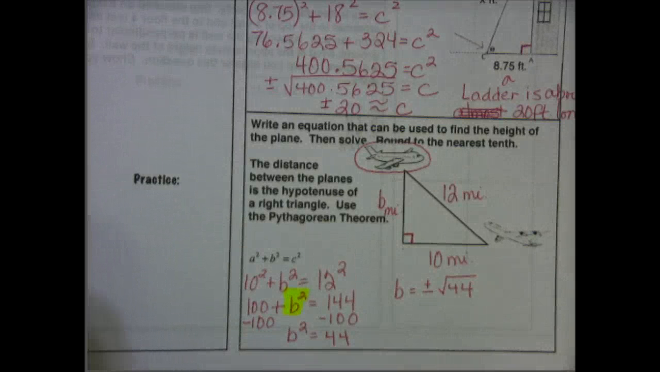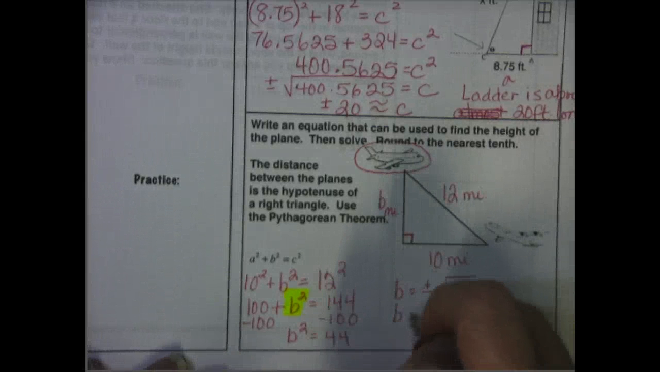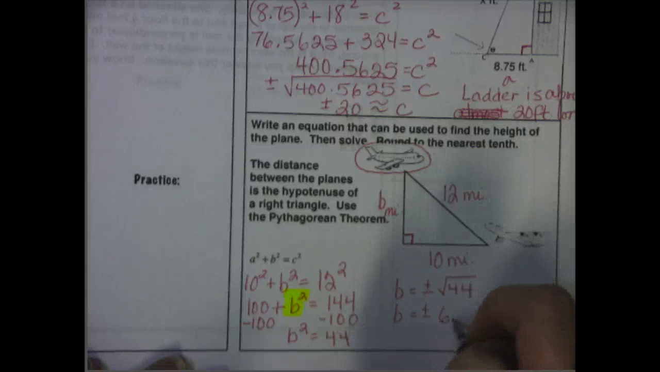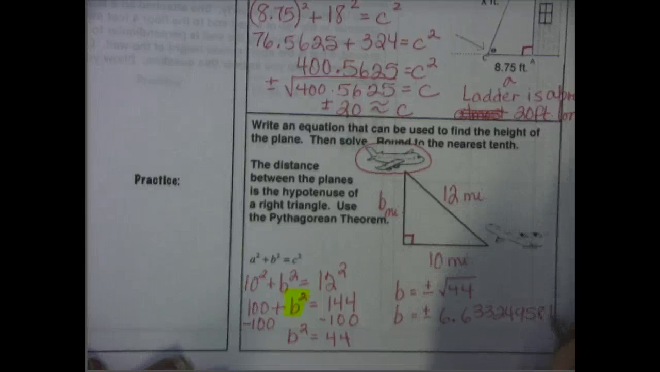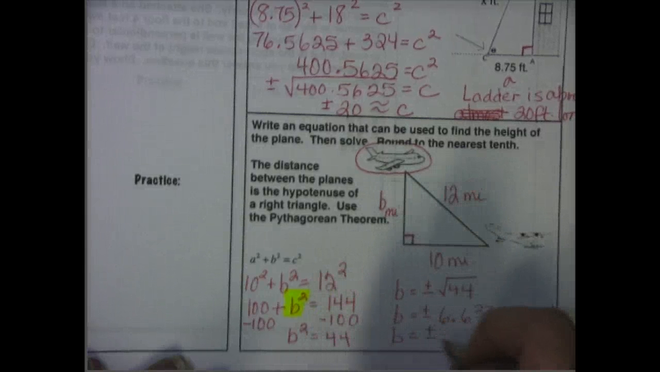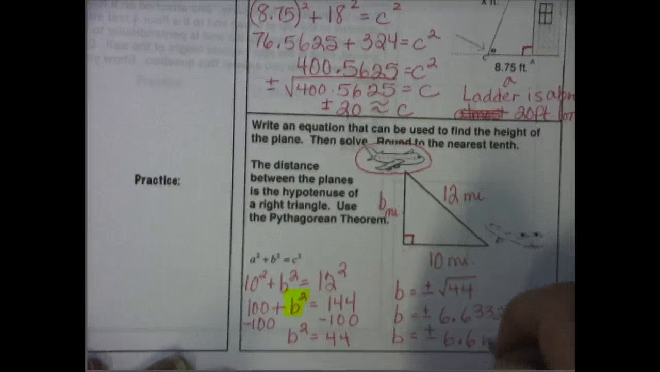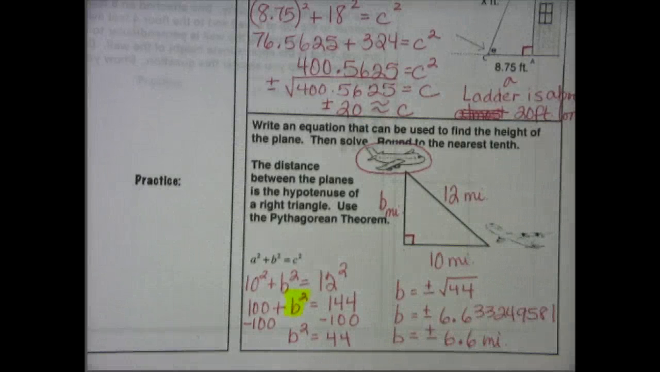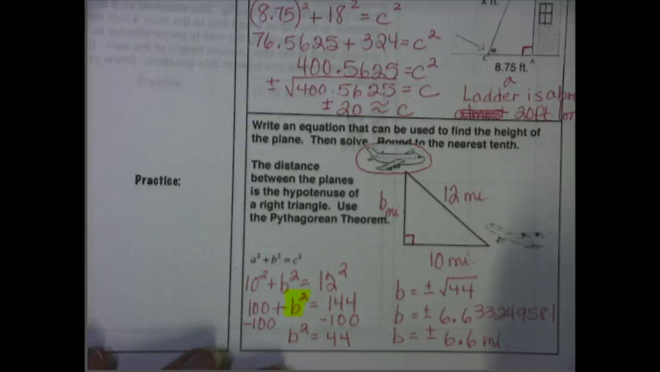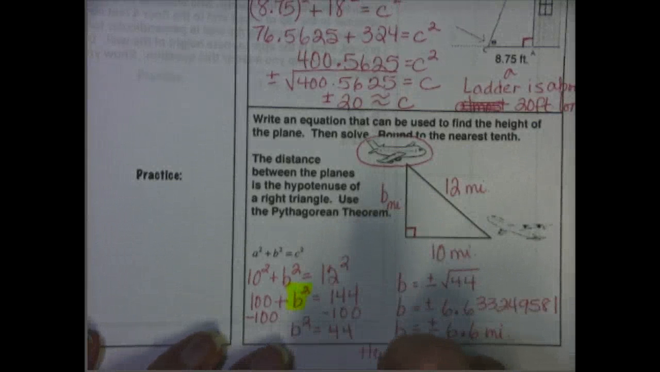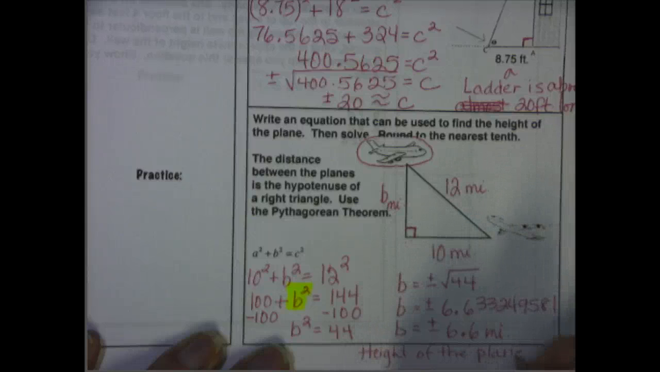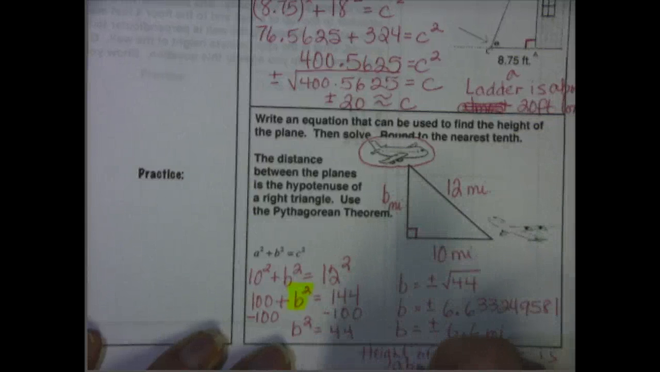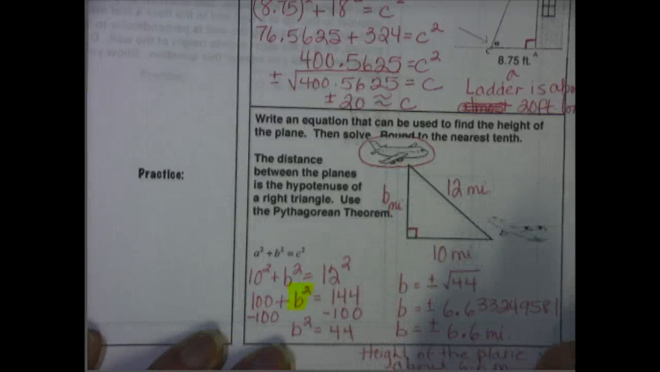So second square root 44 equals plus or minus 6.633249581, but I want to round it to the nearest tenth, so 6.6 miles. Now we know it can't be negative, so the height of the plane is about 6.6 miles.